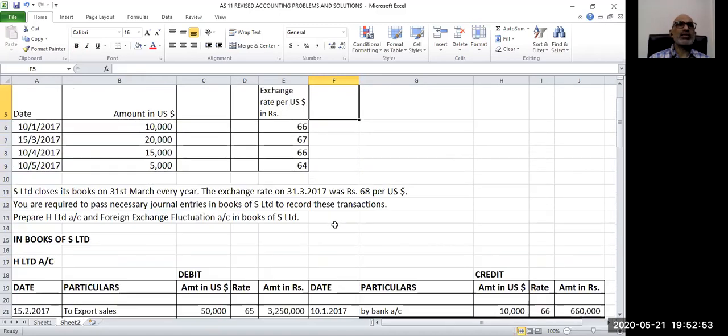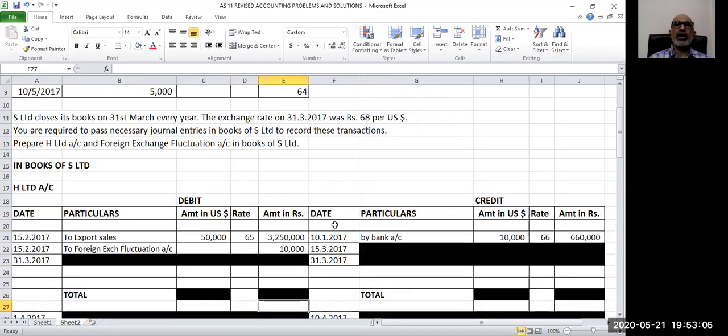Now we go to the next transaction, which is on 15th March. We received $20,000 at 67 rupees per dollar. Now when we receive $20,000 at 67 rupees per dollar, again we have to book a gain. How do we book the gain on this date? Let us see how we are going to pass the entry. The entry will be bank account debit to H limited account to foreign exchange fluctuation account.